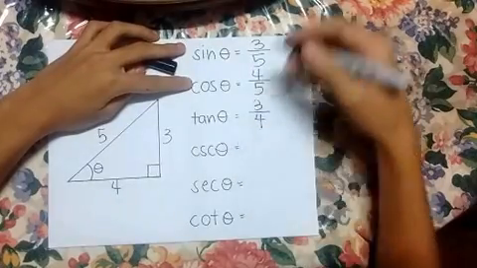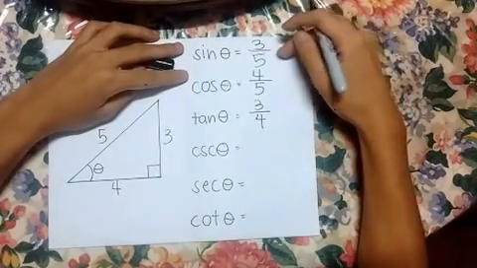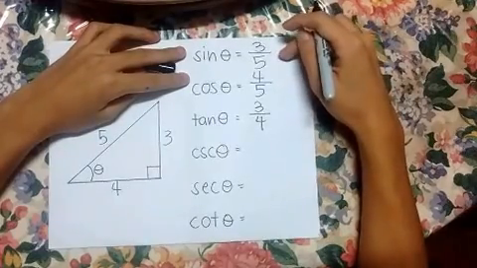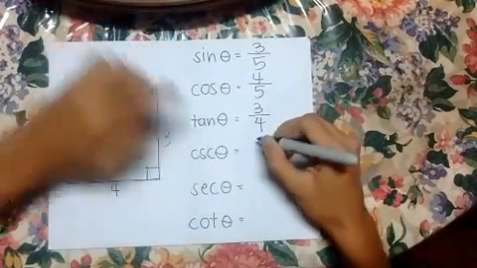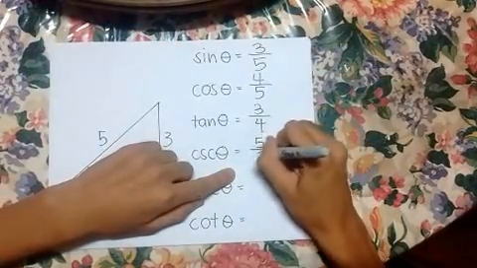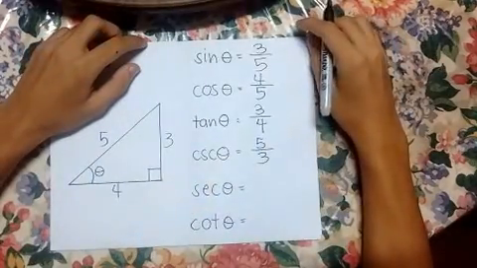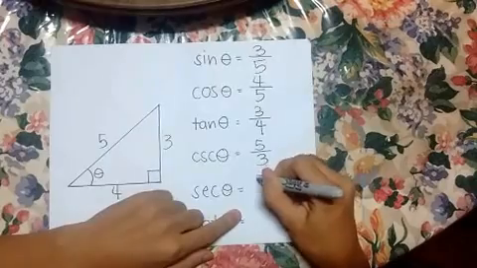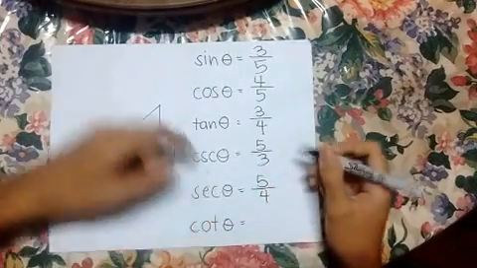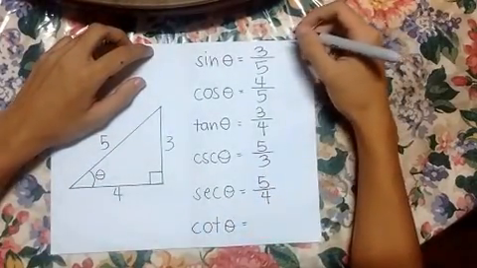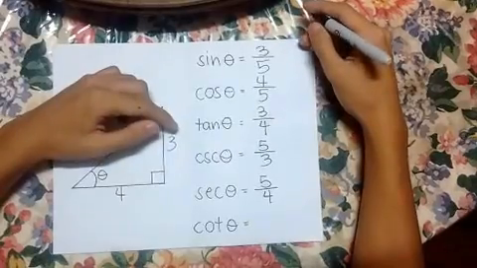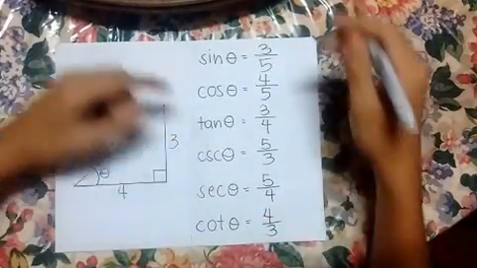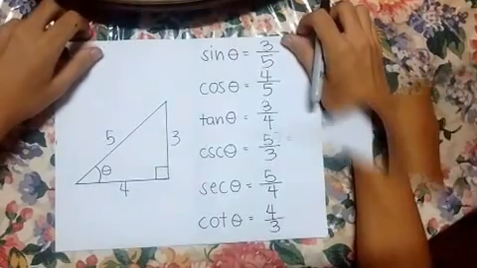So in getting the cosecant of theta, just get the reciprocal of sine of theta. So 3 over 5, the reciprocal is 5 over 3. For secant of theta, get the reciprocal of cosine, 5 over 4. And for cotangent of theta, get the reciprocal of tangent of theta, 4 over 3. Now, let's proceed to the next example.